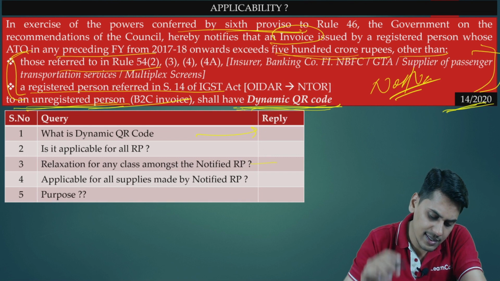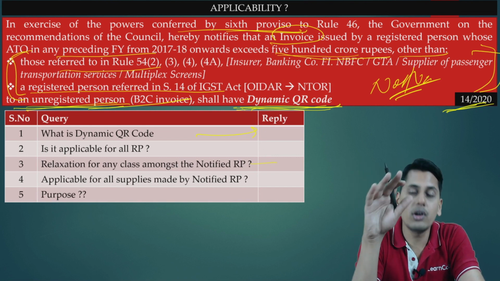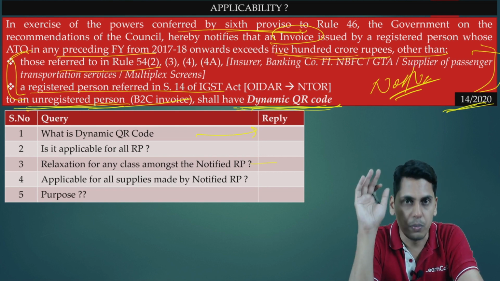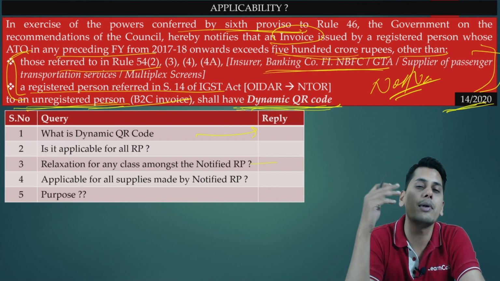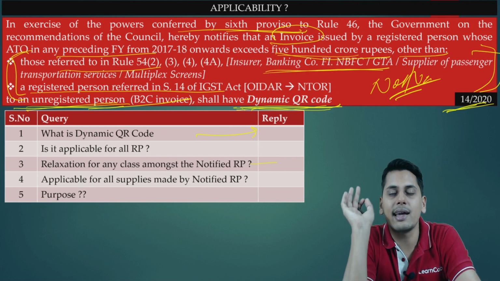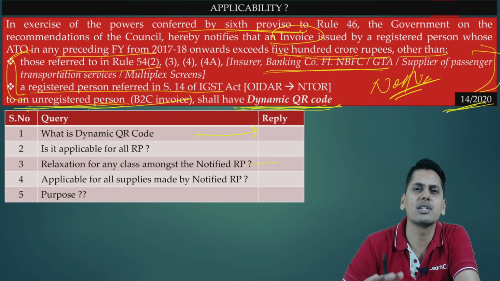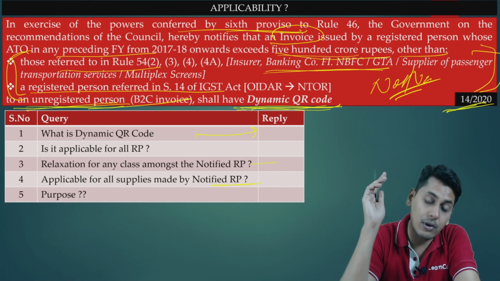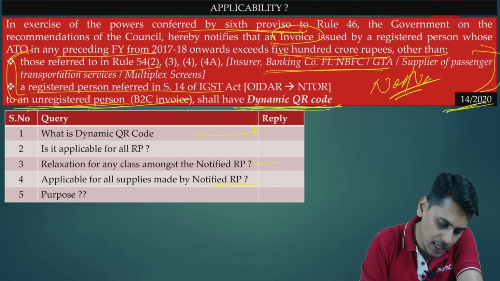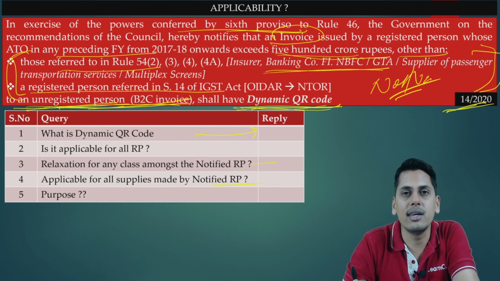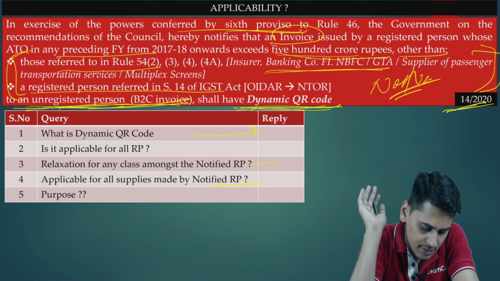The next question: is there any relaxation amongst these notified registered persons? Yes. Even though your turnover might be greater than 500 crore rupees, if you happen to be any of these specified suppliers, or if you happen to be an OIDAR sitting in non-taxable territory supplying services to a non-taxable online recipient, then this notification is not applicable to you. Is it applicable for all the supplies made by notified registered persons? The answer is no. It is applicable only for B2C invoices, only for supplies made to unregistered persons.